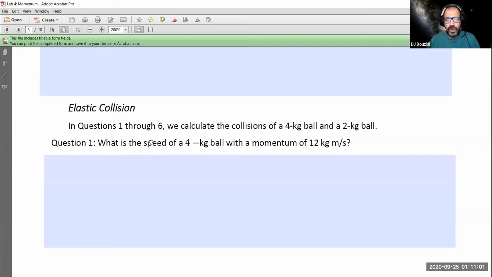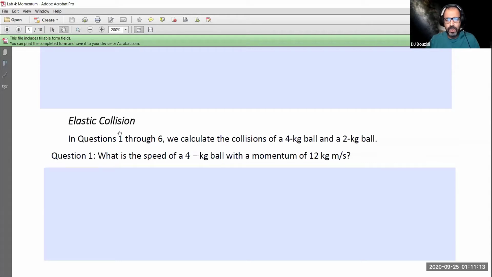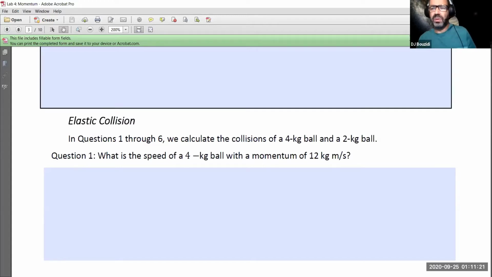Here is question 1. Again, it's structured with multiple questions. I think this one has 24 questions, more than anything else. It's telling you, in questions 1 through 6, we calculate the collisions of a 4-kilogram ball and a 2-kilogram ball. Is it 2? No, that's not correct.